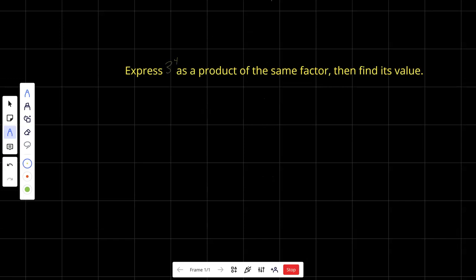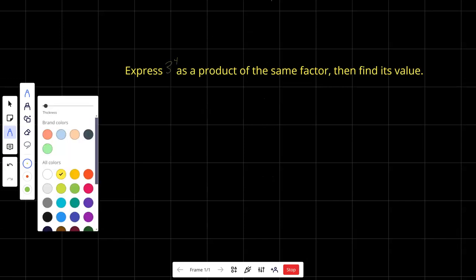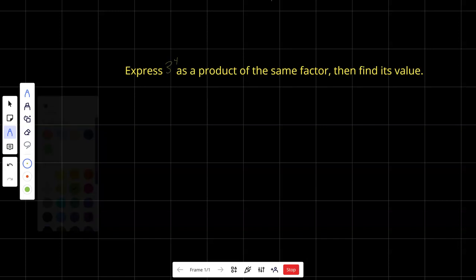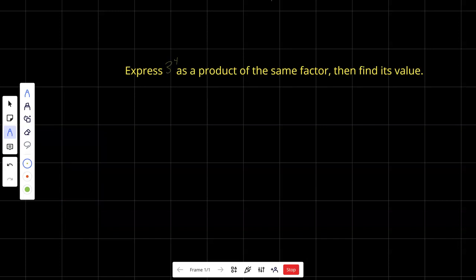Express 3 to the 4th as a product of the same factor, then find its value. So there's a lot of words here, and we're going to think about what does it mean to have a product? A product means multiplication. And then the same factor, we remember that our base number is our factor. So 3 is our factor. So we're going to express this as a product of 3's and then find its value. So 3 to the 4th means 3 times 3 times 3 times 3. So there we have expressed it as a product of the same factor.